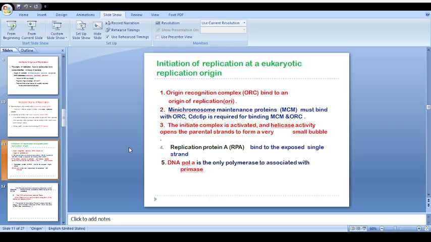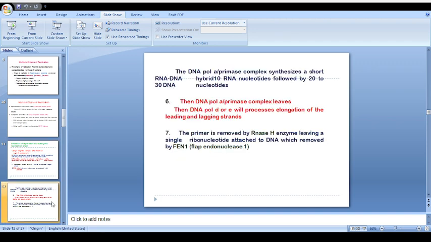Then the DNA polymerase alpha, which is associated with primase, comes and joins to this position. Once the DNA polymerase alpha and primase complex joins, it synthesizes a short RNA, that is the RNA primer, and forms a DNA-RNA hybrid. Normally the RNA length is initially about 10, and then 20 to 30 nucleotides are synthesized.